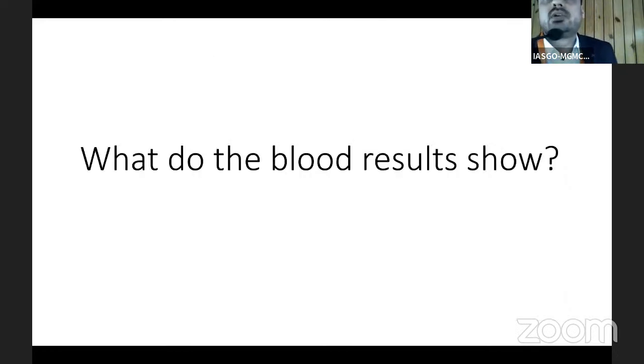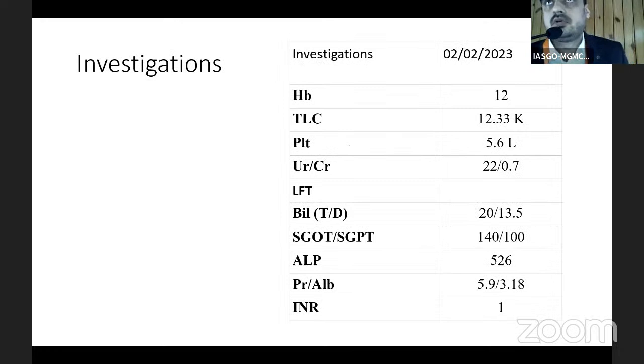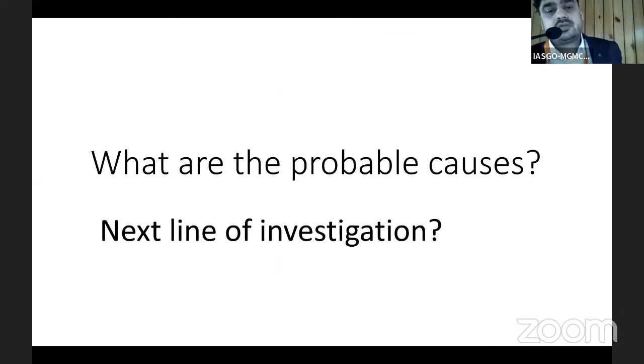So can somebody comment what these blood tests show? Any postgraduate? Is it a conjugated or unconjugated hyperbilirubinemia? Is it cholangitis? Anybody? So basically, these tests indicate that the patient is having a conjugated hyperbilirubinemia. The direct bilirubin is 13.5. So what are the probable causes, and what will be the next line of investigation? Anybody?